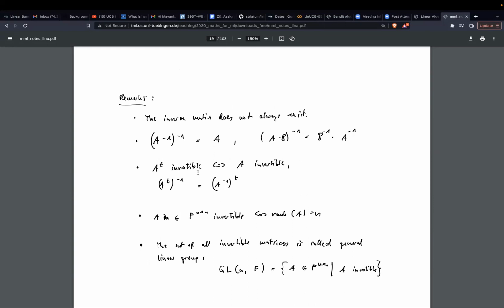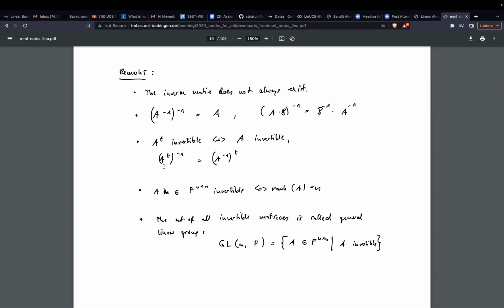For equality, I'm not sure, but the statement that if A transpose is invertible, then A is also invertible, can be proved by this linear independence. Can you please repeat your last statement? In that third point, we can prove the first half by this determinant thing, and the second half I'm not sure.